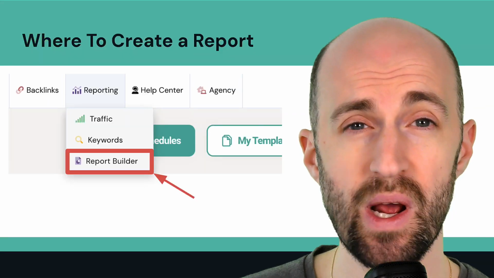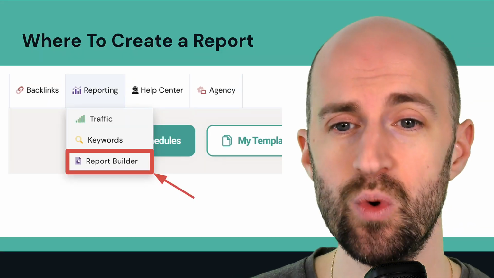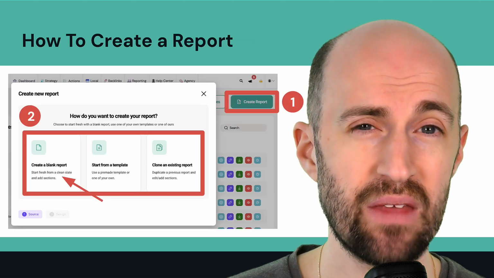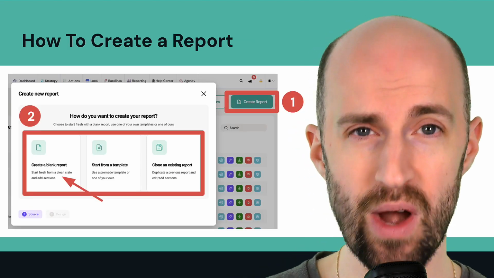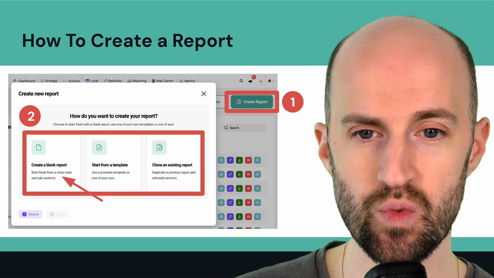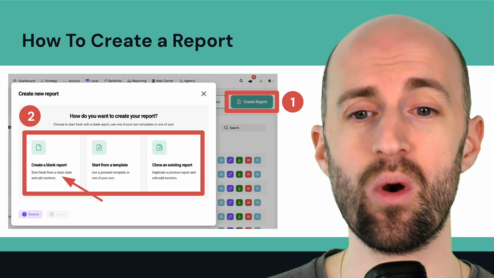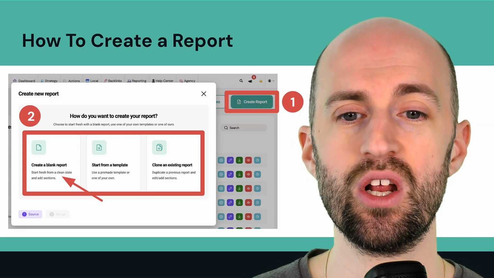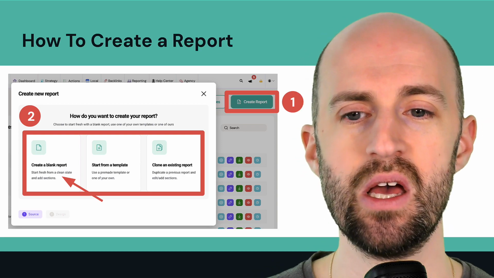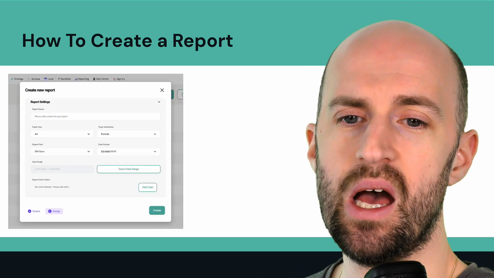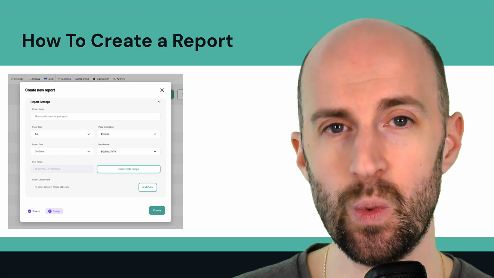So where do you actually create a report? In the Hike platform, you would click on Reporting and then Report Builder. It'll take you to this page, and then you just simply click on Create Report, and this window will show, and you have three options. You can either create a blank report, start from a template, or clone an existing report. So we're going to click on Create a Blank Report in this video, and then when you click on that, this window will pop up.